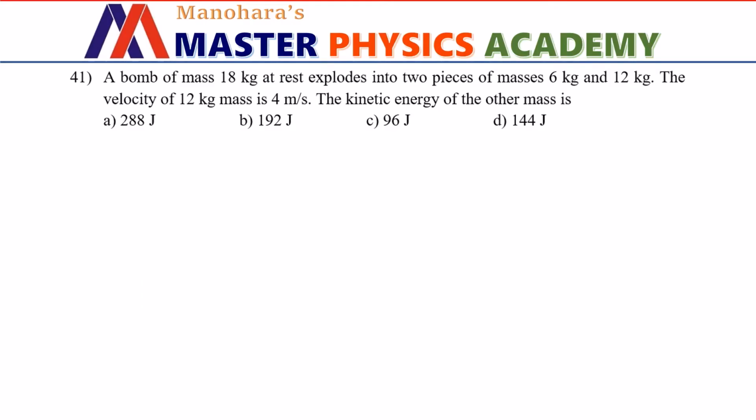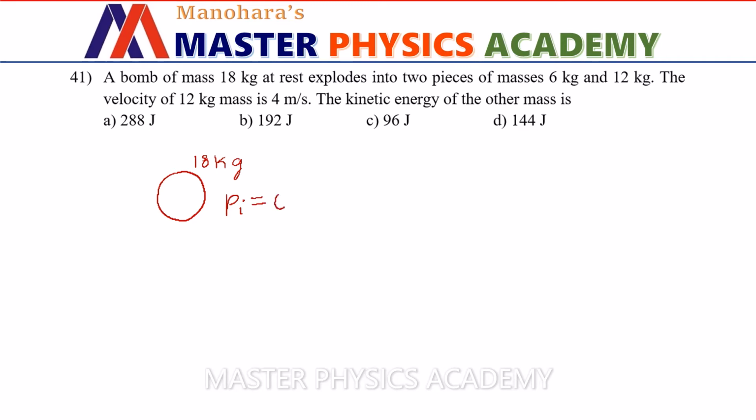A bomb of mass 18 kg at rest explodes into two pieces of masses 6 kg and 12 kg. The velocity of 12 kg mass is 4 meter per second. The kinetic energy of the other mass is. Here there is a bomb of mass 18 kg and it is at rest initially. Therefore, its linear momentum initially will be equal to 0. Now this bomb explodes and it breaks into two pieces.